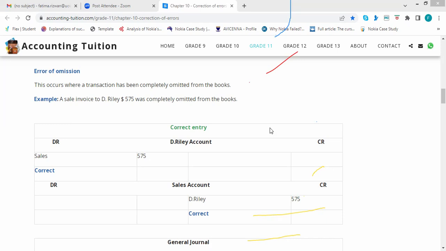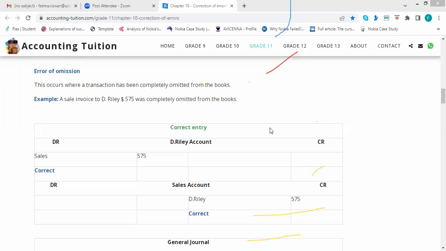So for example, a sale invoice to D relay 575 was completely omitted from the books. So we have made some sales to this person. The correct entry was that when you make a sale, you debit cash and you credit sales. So this was the correct entry, and this is supposed to become the rectifying entry as well. There is no error entry in error of omission because you've not made an error. You have just omitted something. It is an error, but it has no error entry.